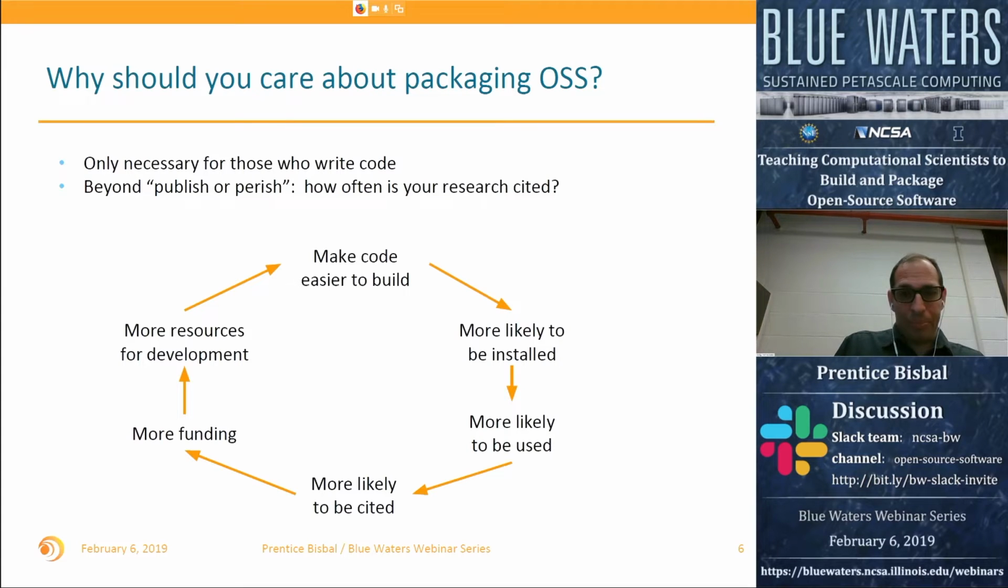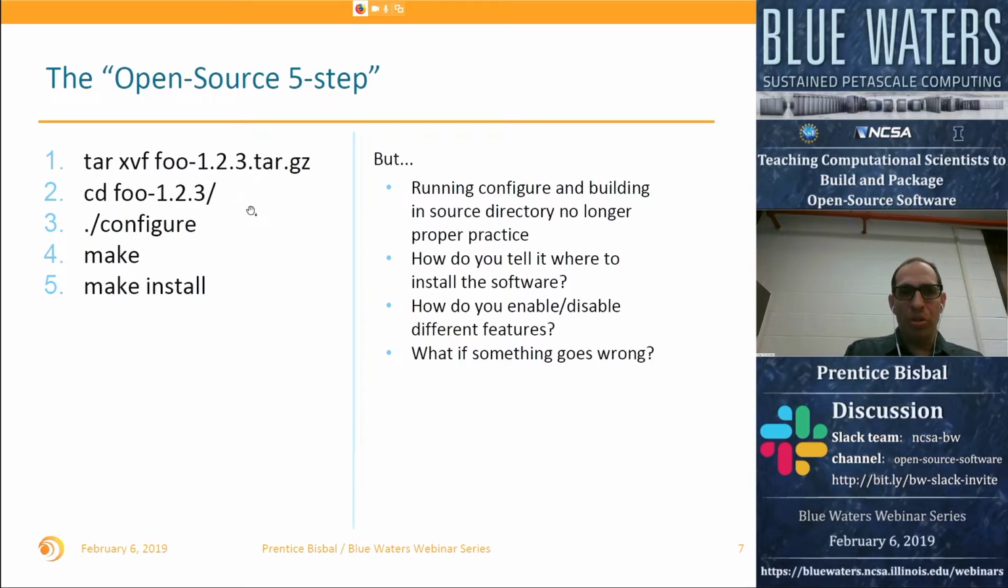So in the late 90s, early 2000s, I used to read the Linux Journal a lot, and they used to talk about the open source 5-step as an easy way to build software. And for the fictitious package foo version 1.2.3, it would look something like this. You use tar to unzip the tarball. You cd into the resulting directory. You type ./configure, make, make install, and then everything is done.